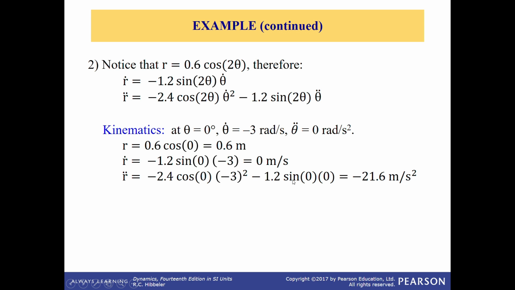square. Okay, dr over dt, r dot, means this is a velocity. That's why you can see here meter per second. r double dot means the second derivative of r over dt, which refers to an acceleration.